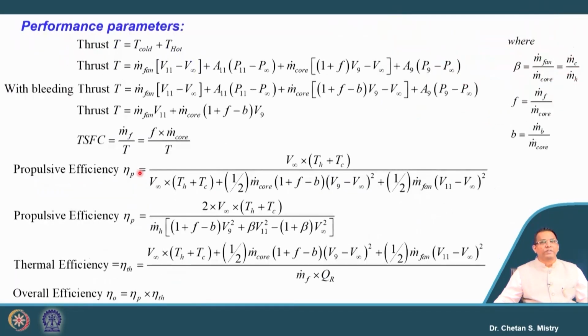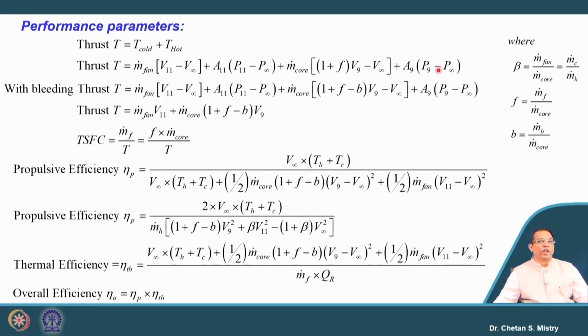Now, we are more interested in calculating the performance parameters, and the very first performance parameter is our thrust. For the turbofan engine we write that as cold thrust plus hot thrust. What we mean by cold is the air coming out from the fan. So, it is m dot fan into V10 minus V infinity, plus the pressure thrust. Similarly, the hot thrust is given by m dot core into bracket 1 plus F, V9 minus V infinity, plus the pressure thrust from the turbine nozzle.